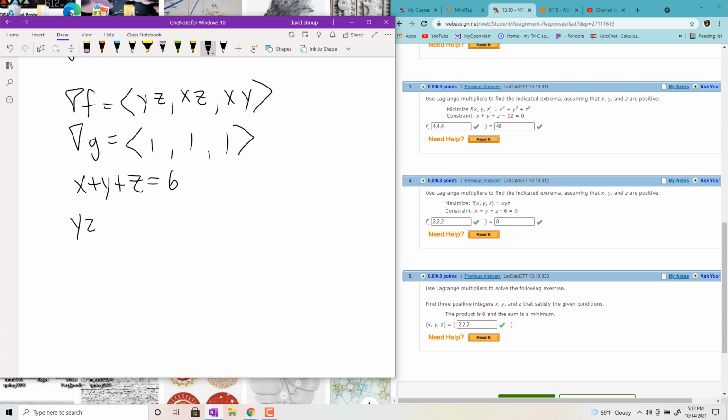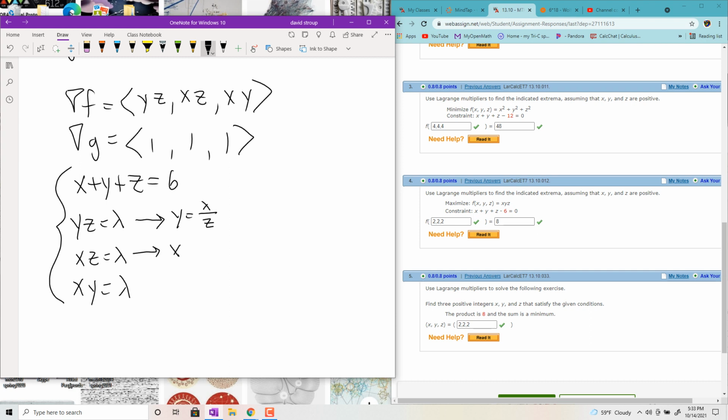So now you're equating the gradients. You get yz equals 1 times lambda. You get xz equals 1 times lambda. You get xy equals 1 times lambda. So you have 4 equations and 4 unknowns, and you have to solve that. And this is nonlinear. Okay? So you just do what you got to do to get the job done. So here I'm going to solve for y. So y is lambda over z.